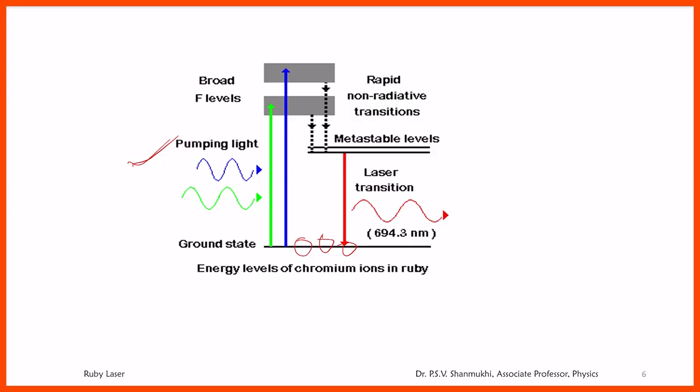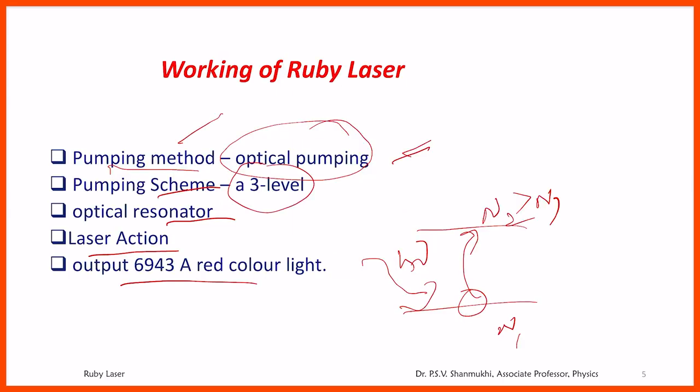This belongs to a 3-level pumping scheme. In a 3-level pumping scheme, there exist 3 energy levels. What are those 3 energy levels? The ground state is denoted by E1, the excited state is denoted by E3, and in between these two there is another energy state E2 called the metastable state.